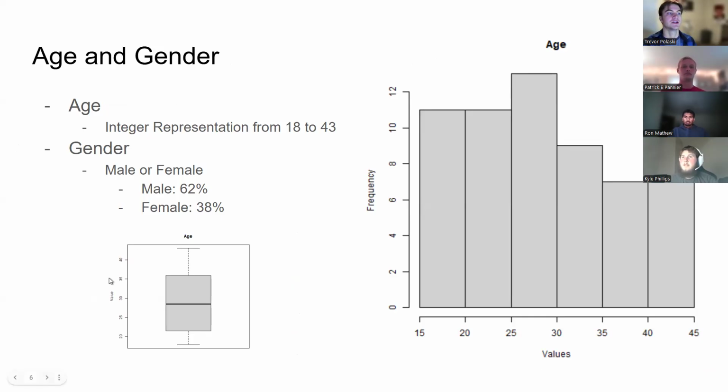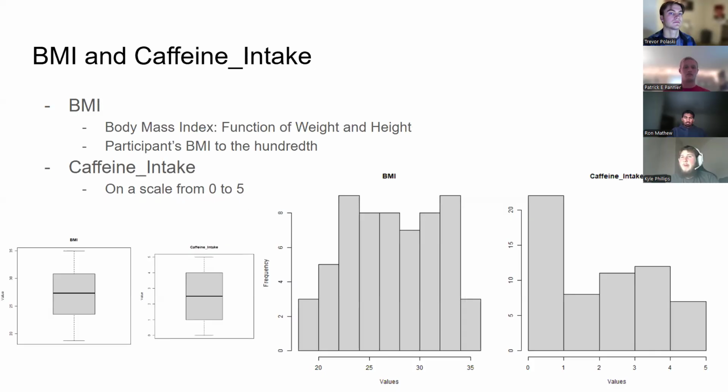We also measured age and gender in the test. Age is an integer representation from 18 to 43, and gender was almost an even split. There was 62% male and 38% female. And we can see that age was fairly uniform, with most ages being between 25 and 30. The data also included BMI, which although we didn't have weight and height directly, we could use BMI to estimate it because it's a function of those two values, and we have the value to the hundredth, and it's about normally distributed.